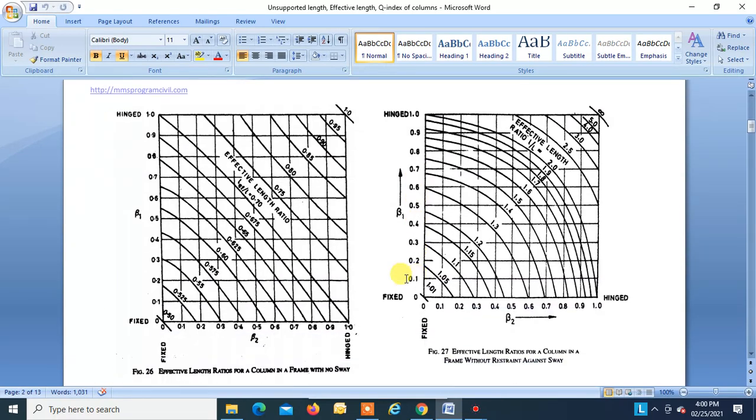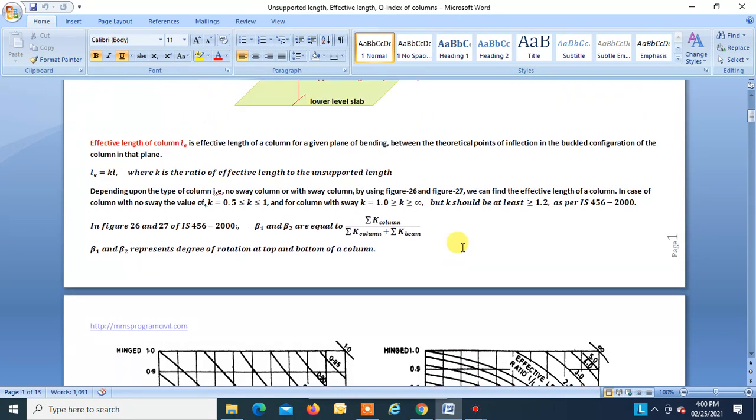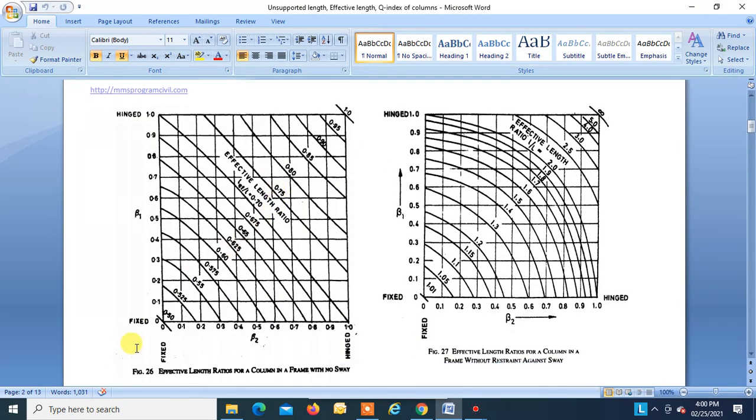The code has given two figures which were developed by R.H. Woods, and our code is following those figures for finding the effective length of a column with sway and a column with no sway. Figure 26 is helpful in finding the effective length for a column with no sway, and figure 27 is helpful in finding the effective length for a column with sway. In case of a column with no sway, the value of K varies between 0.5 and 1. We can see in this figure that when the ends of the column are fixed, the K value is 0.5, and when the ends of the column are hinged, the value of K will be 1.